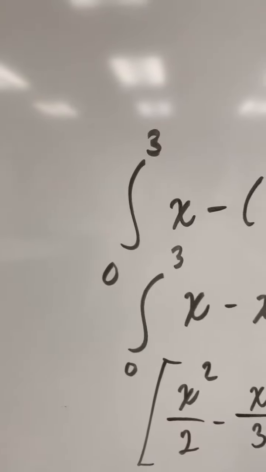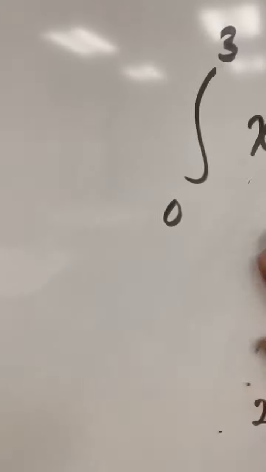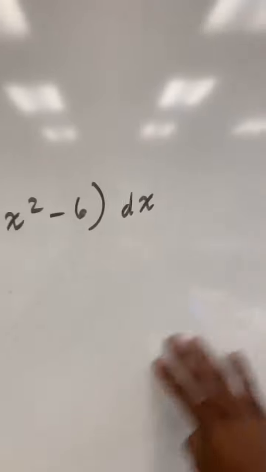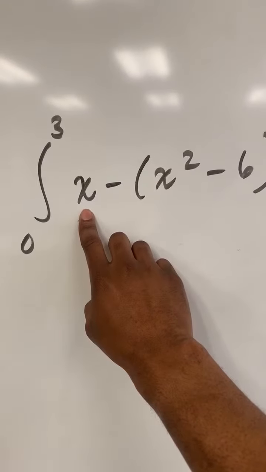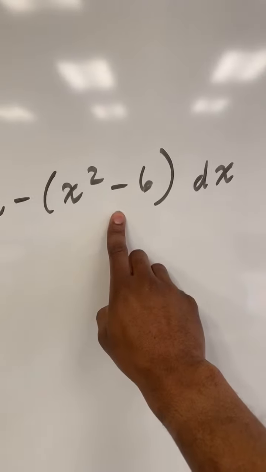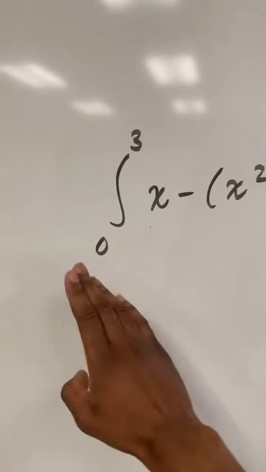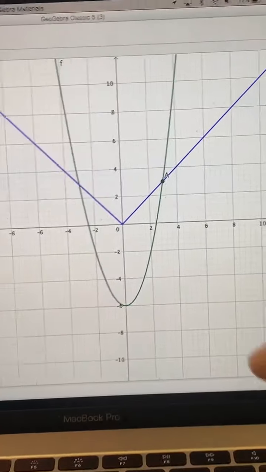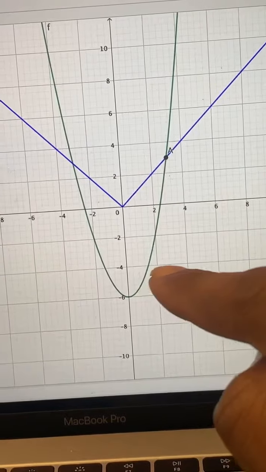Now, when I set up my integral, let me erase all of this. I don't want anyone to see that yet. When I set up my integral, I have to do a top minus bottom. The absolute value part is the top part, and the x squared minus 6 is the bottom part. So I have a top minus a bottom, and I'm going from 0 to 3. I'm about to explain. Remember, I have to do a top part minus a bottom part. So the blue is on the top, the green is on the bottom.